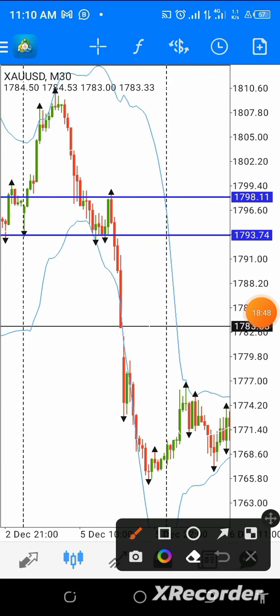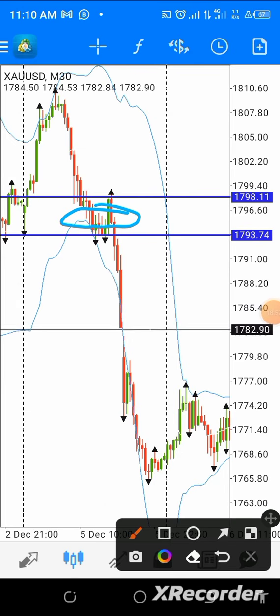Inside this place, like I said, it is a consolidation area. You don't do anything. So any price action that breaks this fractal or this fractal, it is where you are going to follow. This strategy is a trend following strategy. It's also a breakout strategy.